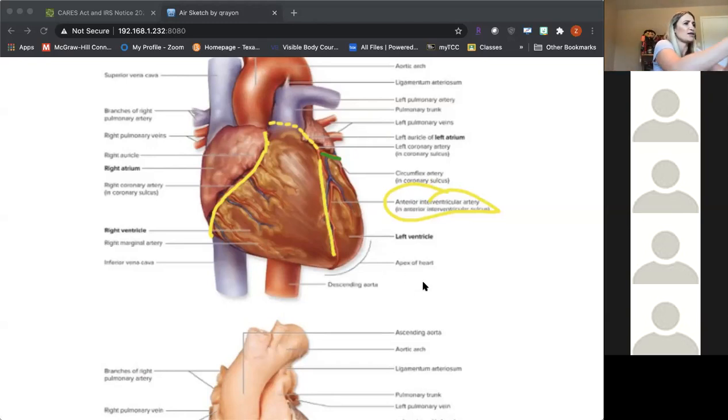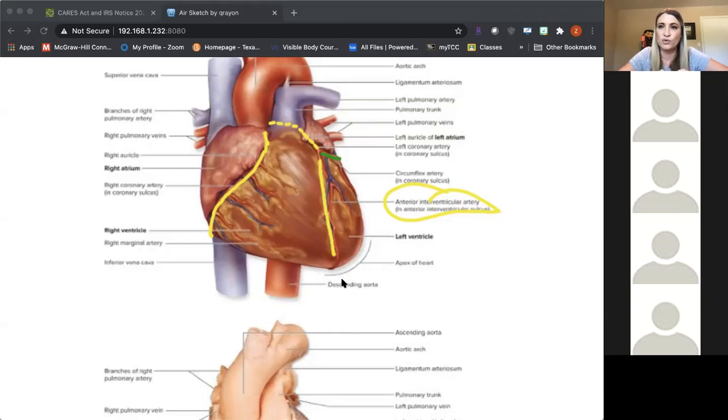The posterior interventricular sulcus would be on the posterior side of the heart, thus the name. This one is going to have the posterior interventricular artery and the middle cardiac vein. The vein that runs along the posterior interventricular artery is the middle cardiac vein. The artery supplies the posterior sides of the ventricles, and it is a branch of the right coronary artery. Another branch of the right coronary artery is the marginal artery.